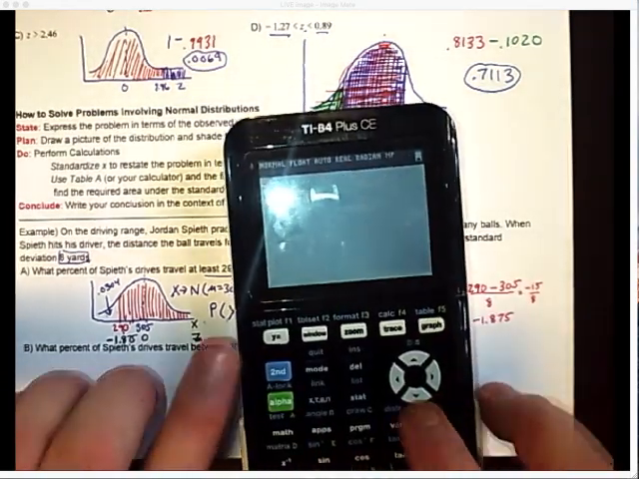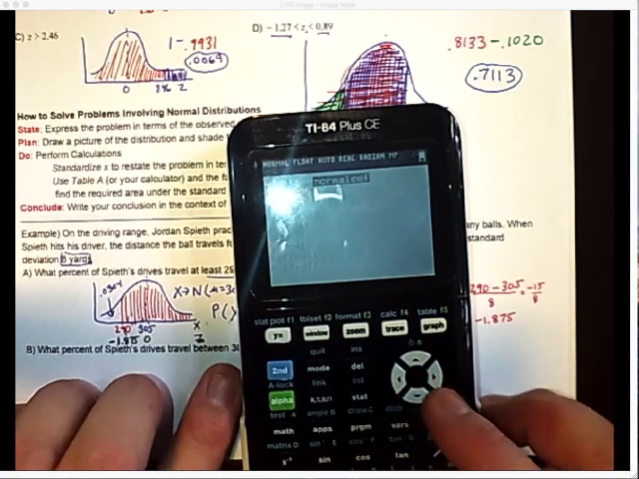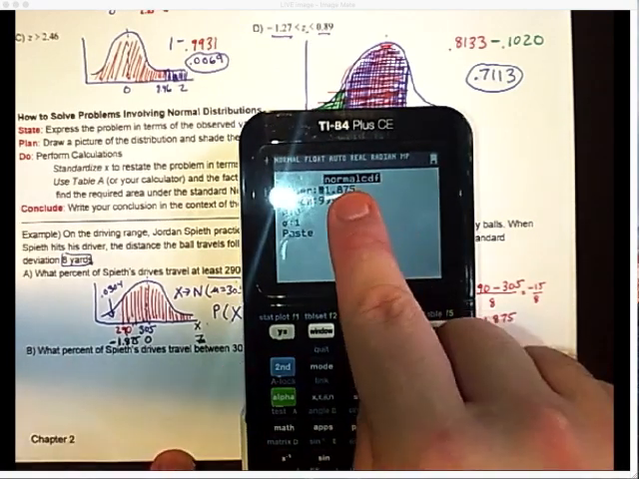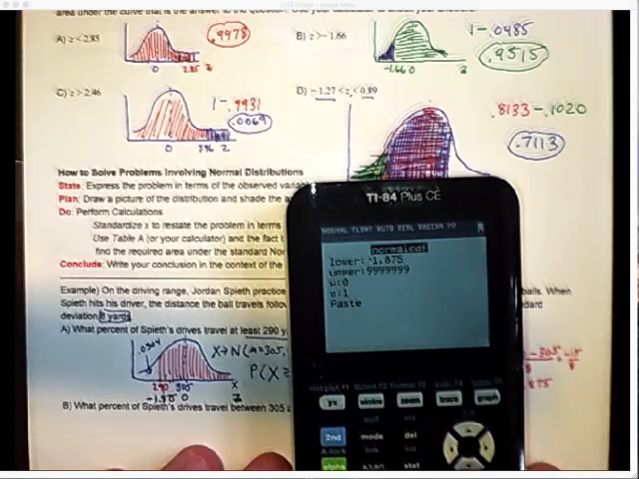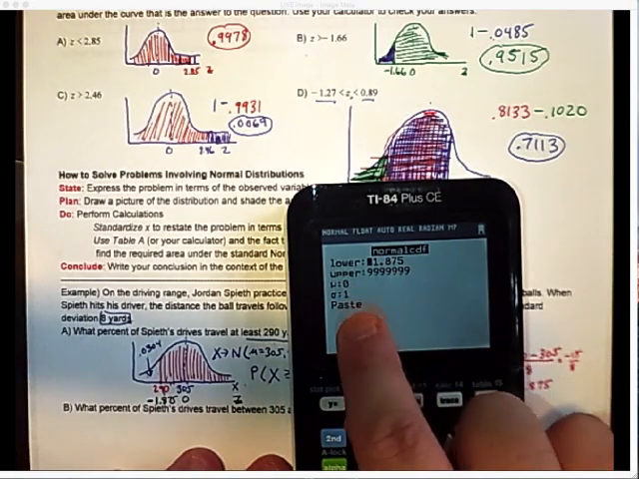But let me do this a different way, the same problem a different way. Instead of putting in z-scores here, remember z-scores have to have 0 and 1 there.